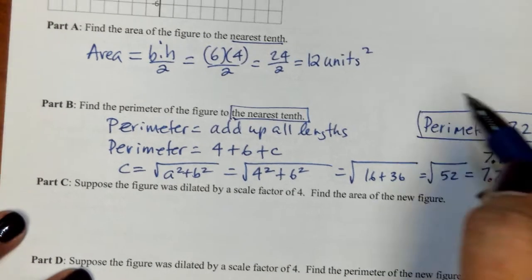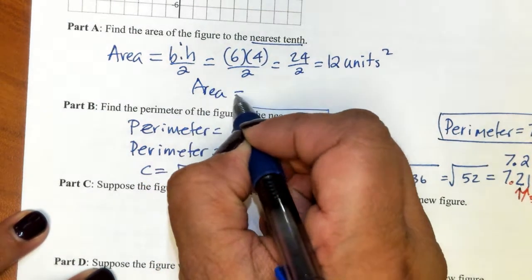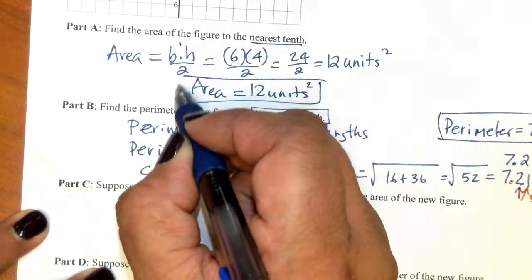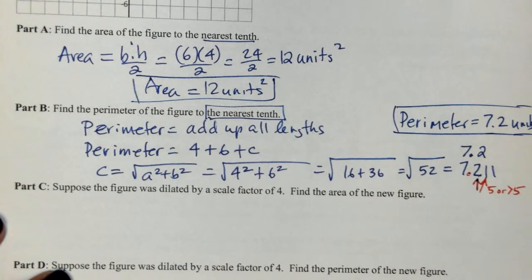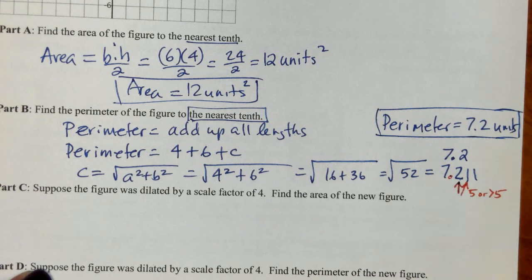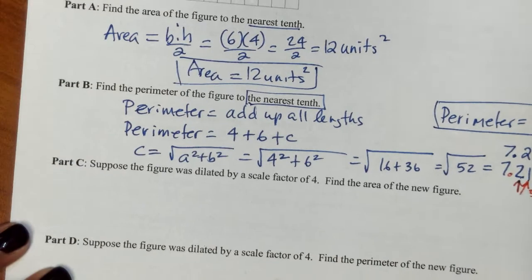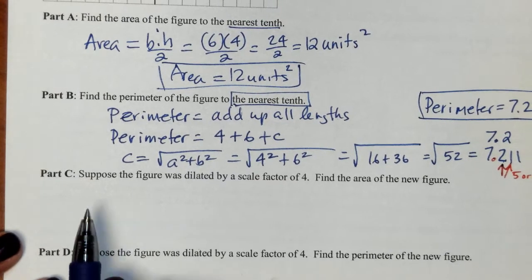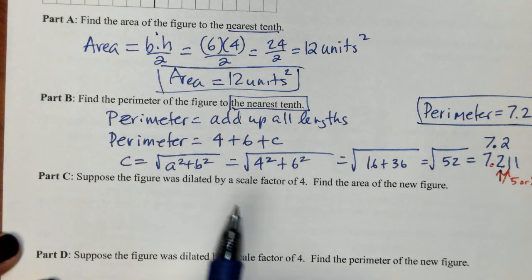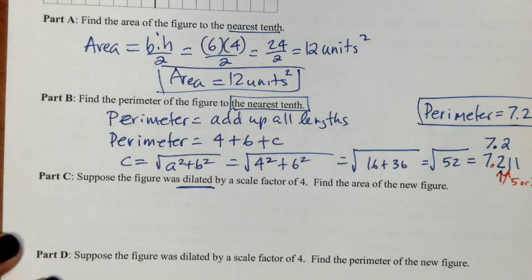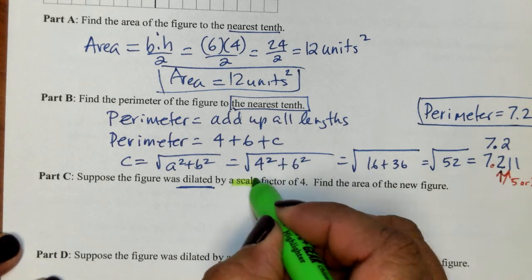Okay, so far I'm going to have the area. I'm going to rewrite it, 12 units squared. I'm going to box that in, which is a really good habit when you're taking any exam or quiz. The more answers I can find, the more credit I can give you. Okay, so now we're going to go off to part C and D. Part C says, suppose that the figure was dilated, so I'm going to underline the word dilated, by a scale factor of 4. So what's important here is the scale factor 4.